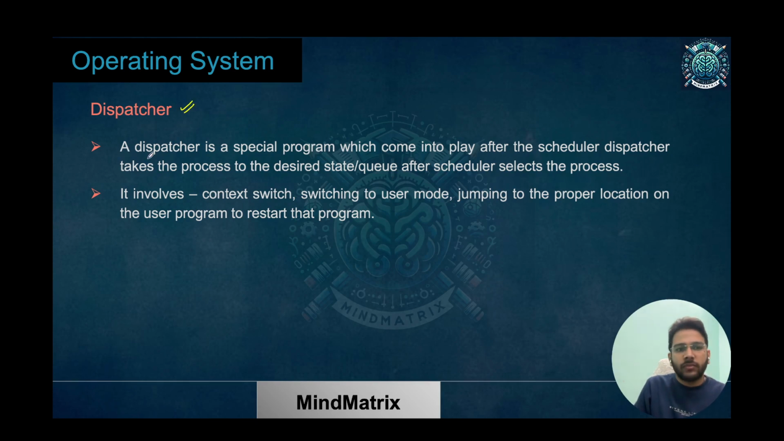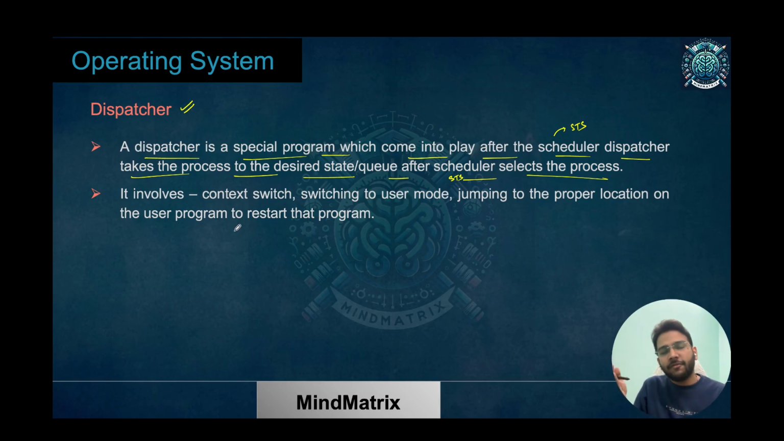Dispatcher. A dispatcher is a special program which comes into play after the scheduler, and the dispatcher takes the process to the desired state queue after the short-term scheduler selects the process. So here we can specify that it is the short-term scheduler. Then it is the responsibility of the dispatcher to take the process from the ready state to the run state, or in case of preemption, from the run state back to the ready state. This is the responsibility of the dispatcher.